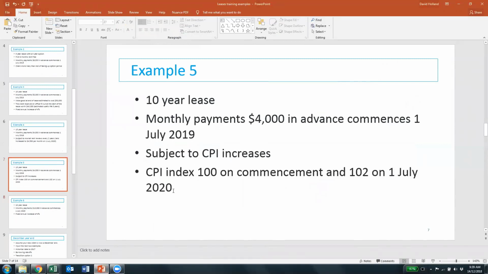Let's have a look at example 5. 10-year lease, payments of $4,000, commenced 1 July 2019, subject to CPI increases, and the CPI index went from 100 to 102 on 1 July 2020. Similar to market-based reviews, you do not predict CPI. It's only when the payments change as a result of CPI that you then recalculate. So pause this video and input example 5 into your spreadsheet.